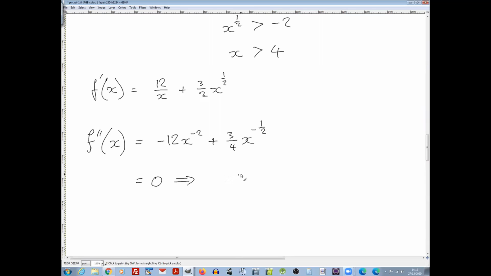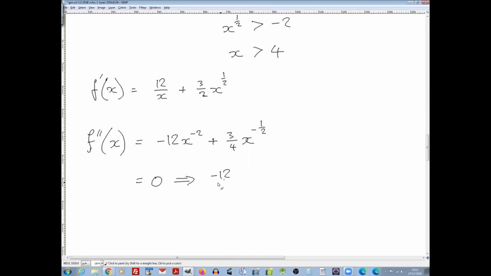4, but also, I don't know, -1. I mean, what's the other way of writing minus 12x to the minus 2? Let's rewrite it that way first. Okay.